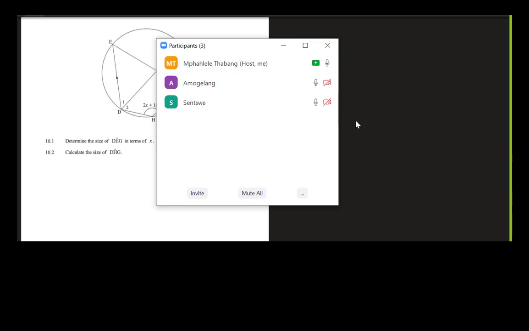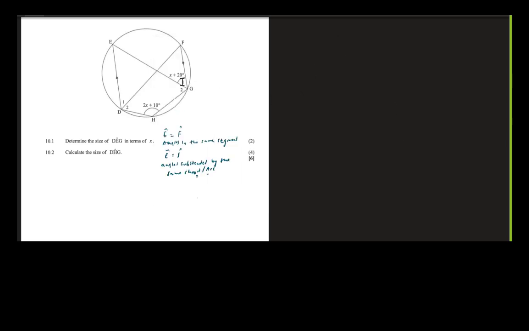Good, it's G1. G1 is subtended by EF. Look, from E and from F, we will meet at G1. From E, from F, we will meet at D1. So these angles are equal. They are subtended by the same chord. So D1 equals G1.